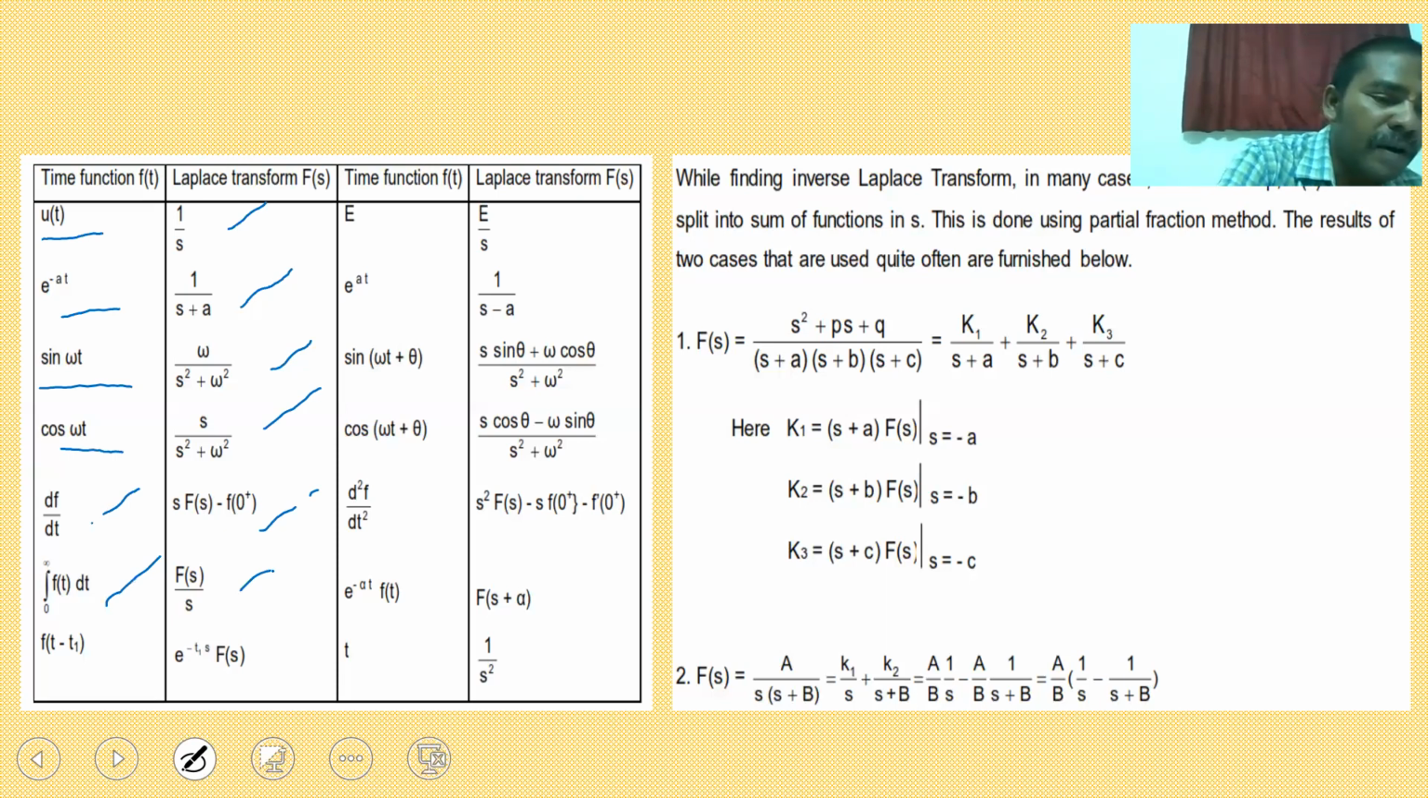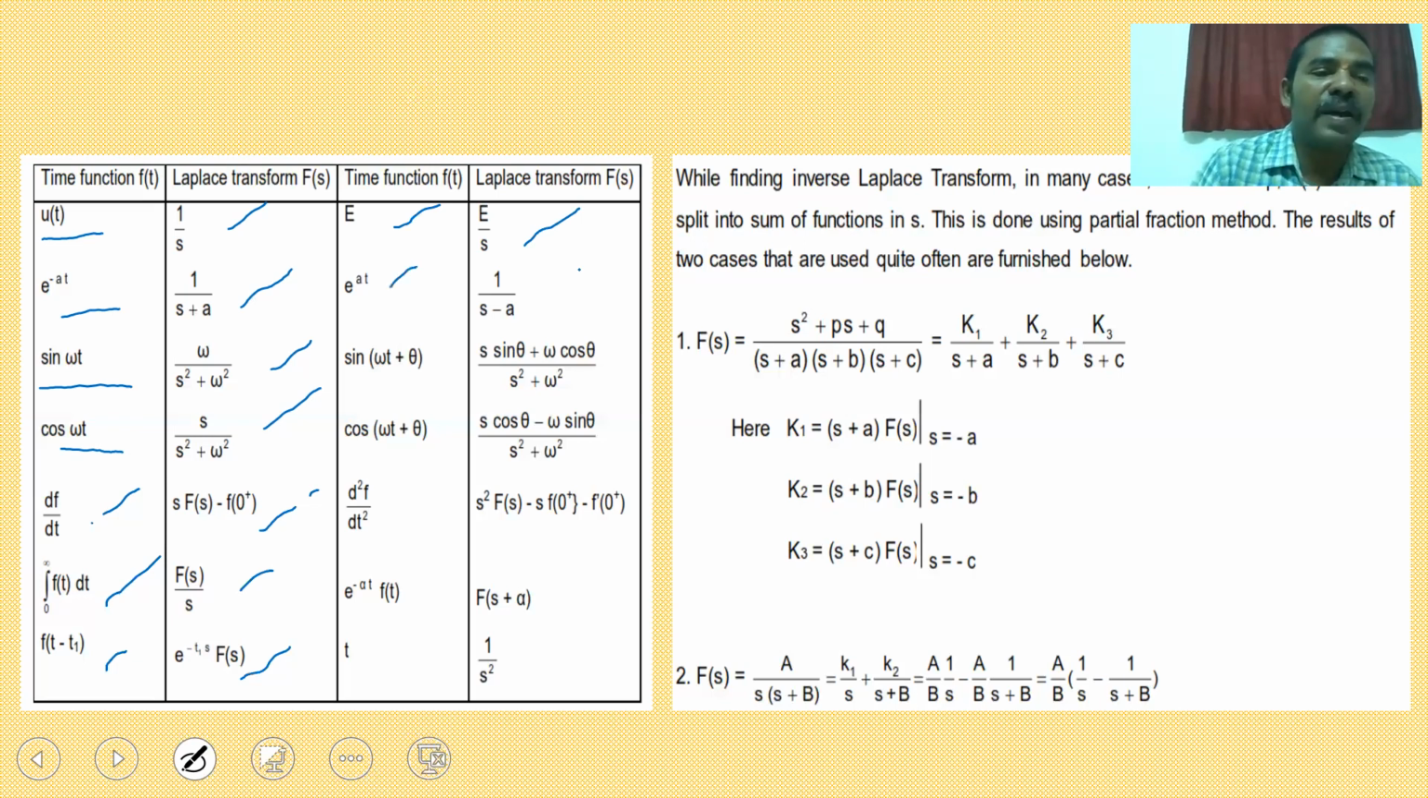The integral from 0 to infinity of f of t dt can be represented as F of s by s. Then f of t minus T can be written as e power minus T s F of s. Similarly, if some constant is there, it is a DC, so E by s. Similarly, e power at.